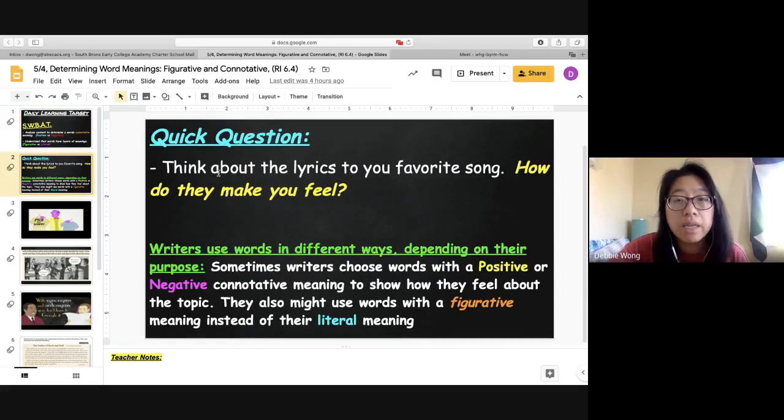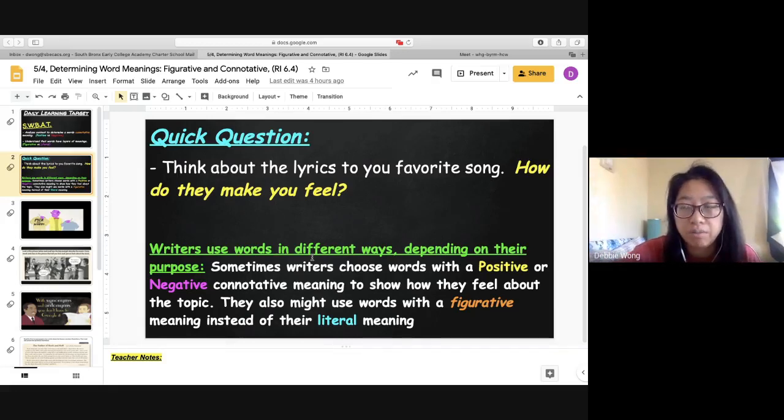Quick question. Think about the lyrics to your favorite song. How do they make you feel? When you're thinking about your favorite song, maybe some sort of picture will come up, some sort of feeling will be evoked from all the words that they're using. So writers use words in different ways depending on their purpose. Sometimes writers choose words with a positive or a negative connotation, meaning to show how they feel about the topic. They also might use words with figurative meaning instead of their literal meaning.